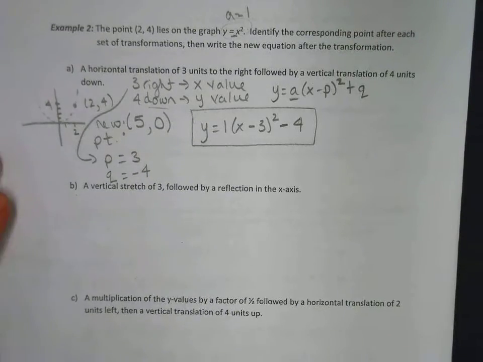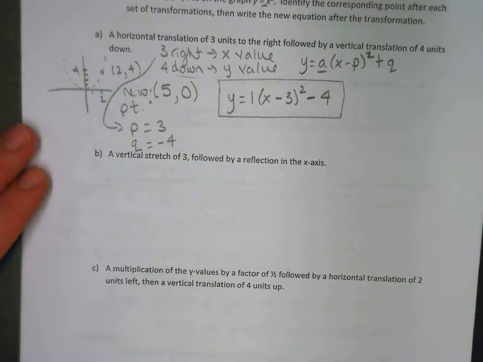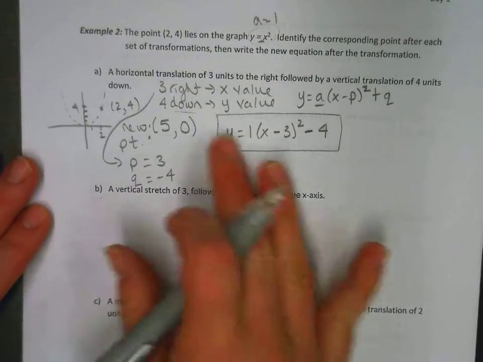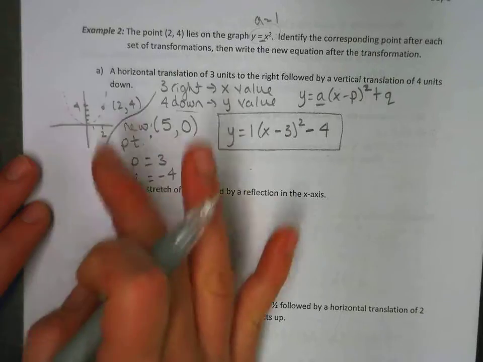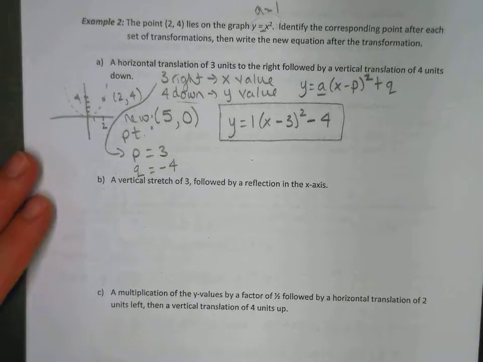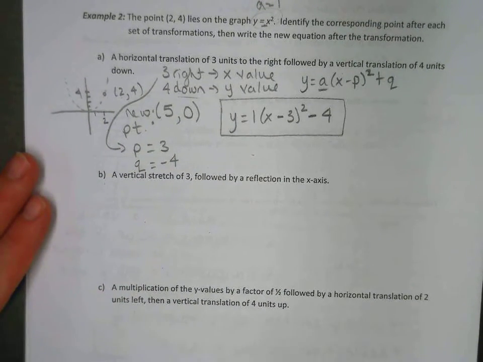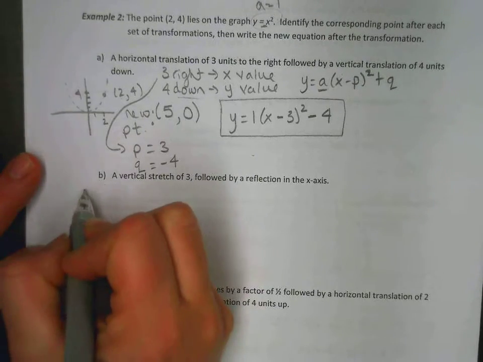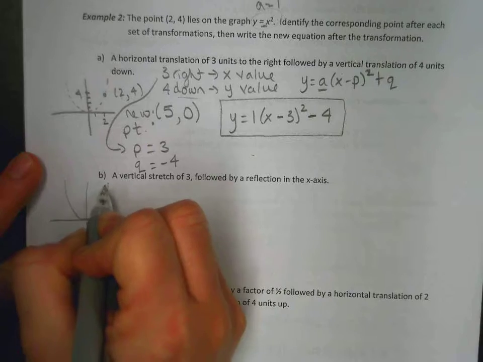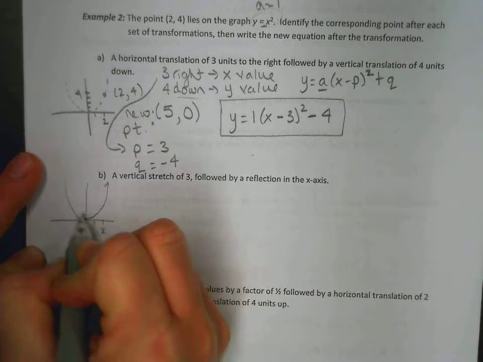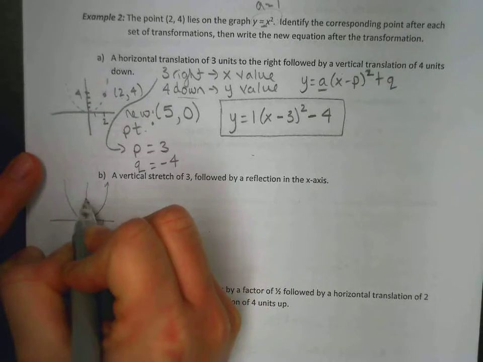All right, so moving on to the next question. We're still going to go back to the original each time. So we're not working off of this equation. We're always going to go back to the original. It's like 3 different questions. Okay, so the next question says a vertical stretch followed by reflection in the x-axis. So again, let's draw that original function. When x is 2, my y value is 4.